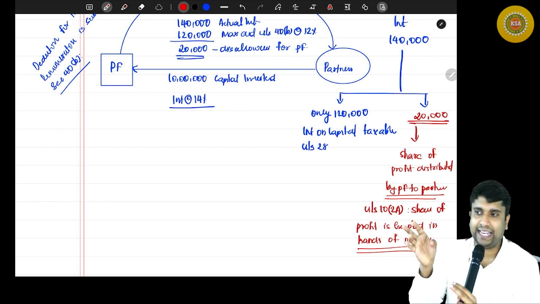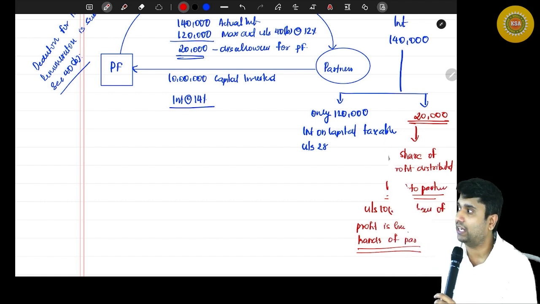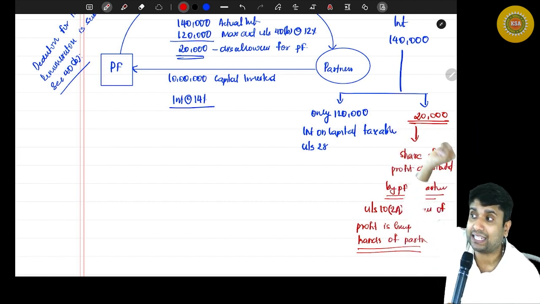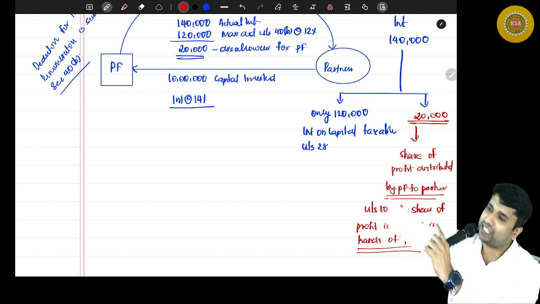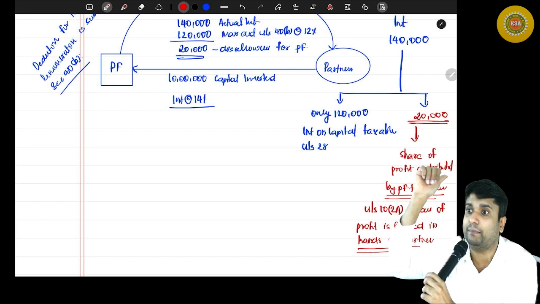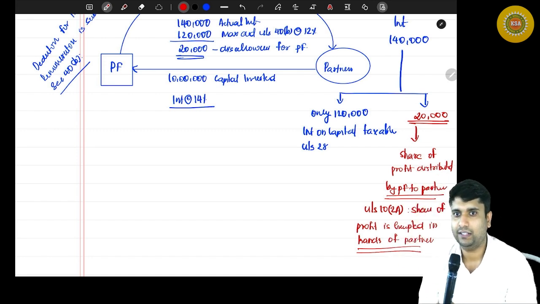So when we say interest on capital is taxable under section 28, one thing you should understand: the same amount should be deductible in the hands of the partnership firm as well. Only that amount which is deductible in the hands of the partnership firm will be treated as taxable income in the hands of the partner. Are you all with me?